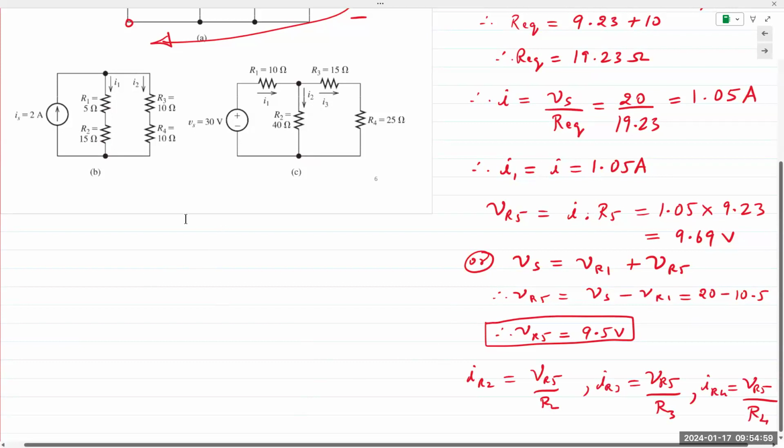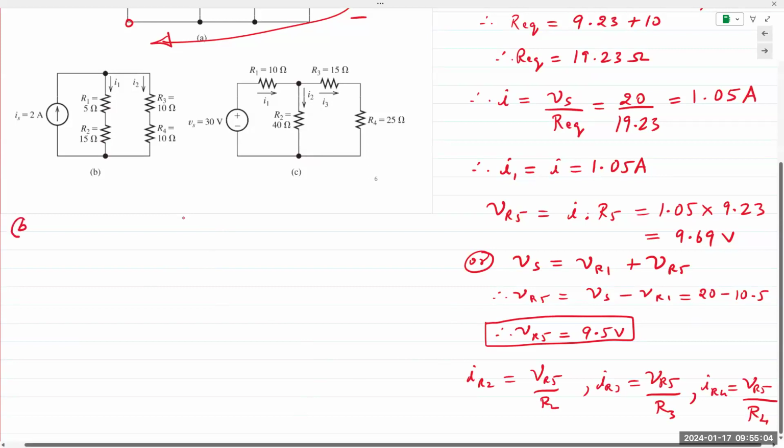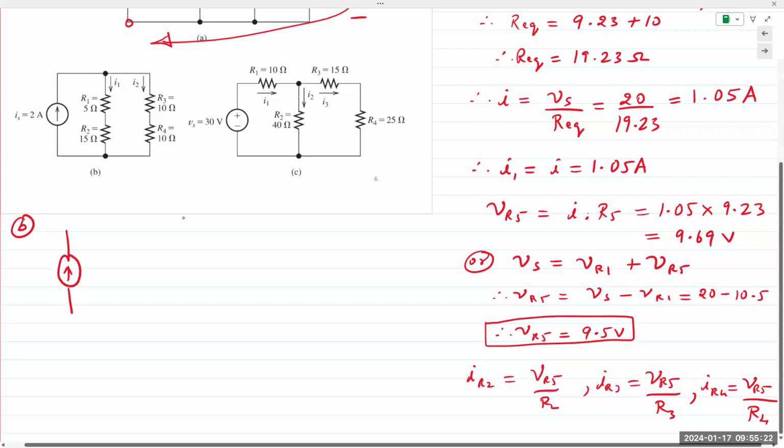Okay, let's move to example B. There are 2 ways to solve this. Since we are learning about series parallel analysis technique, I will solve it using that first, then I will show you the other technique. Common sense technique, actually. You don't even need to be an engineer to solve it. All right, so let's see. This has a current source, 2 resistances in series. Combine it together. Combine it together.